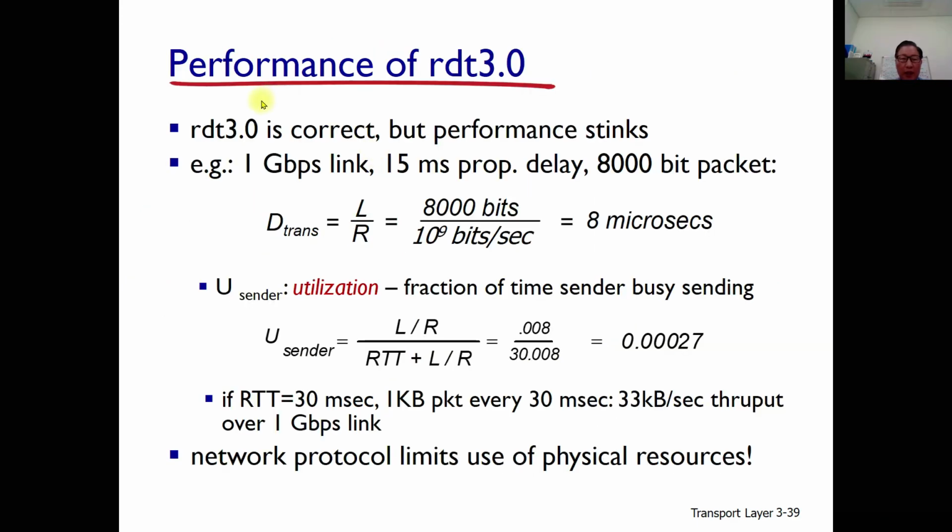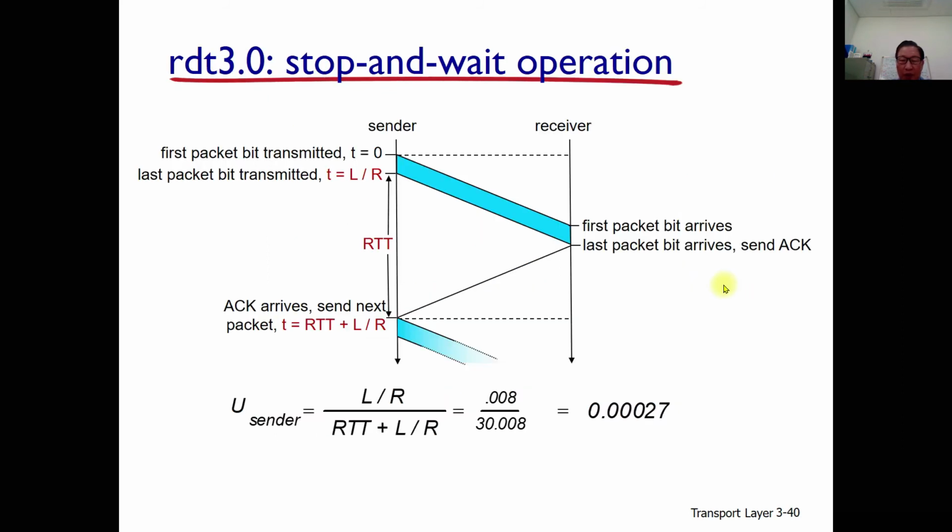Okay, let's look at the performance issue of this RDT 3.0. This protocol may be correct, but the main problem is performance. To understand better about this, let's look at this view graph first, and we'll be back. This one is the stop and wait protocol operation.